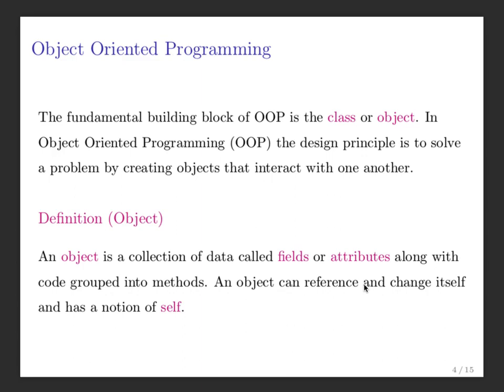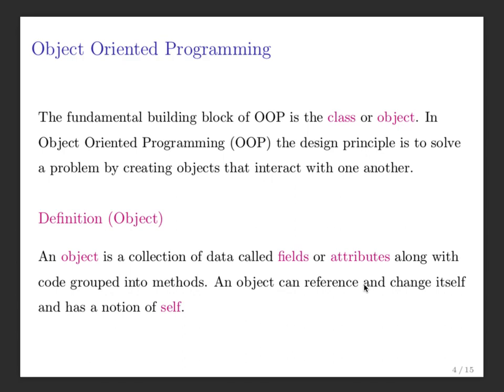Right? So in object-oriented programming, the fundamental building block is the class or object. Right, so I'll use the word class and object interchangeably, but they are synonymous. And the design principle here is to solve a problem by abstracting the problem into a series of objects and then figuring out how these objects interact with one another. So an object, in particular, is a collection. So I said an object is a function plus state memory.